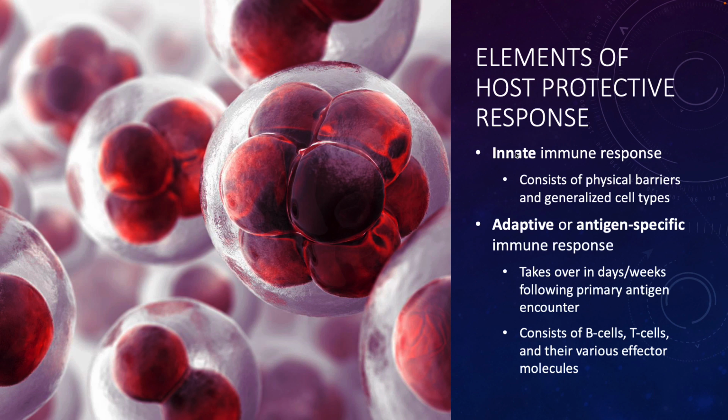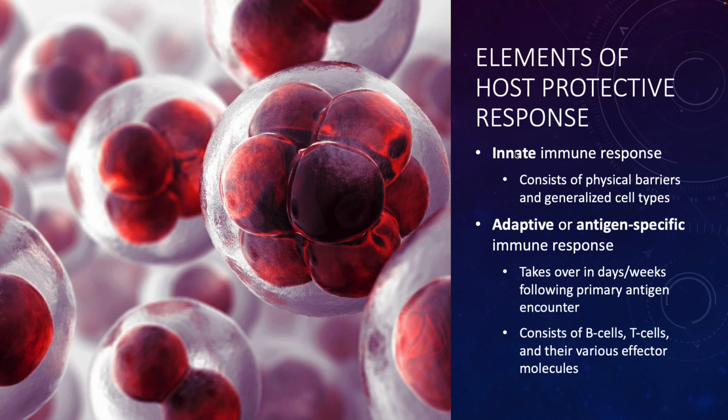Our innate immune response is our physical barriers, some chemical compounds, and generalized cell types. And what we mean by this is that our innate immune system reacts the same way no matter what the pathogen is. So it doesn't matter if it's staph or strep or bacillus or E. coli. That generalized immune response is going to be the general immune response.